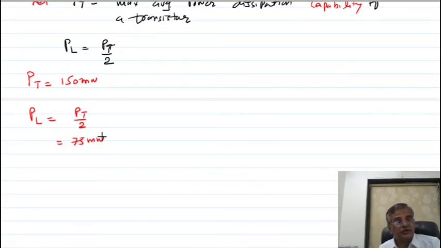Now, somebody is asking you, can I deliver the 100 milliwatt power? No. What is your PT? Your PT is how much? This much. So you cannot deliver 100 milliwatt to the load. At the most, how much can you deliver? Half of this.